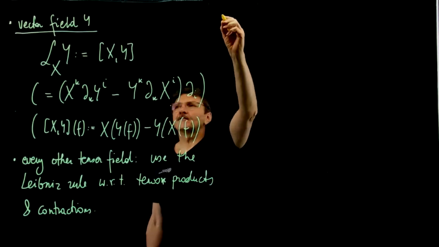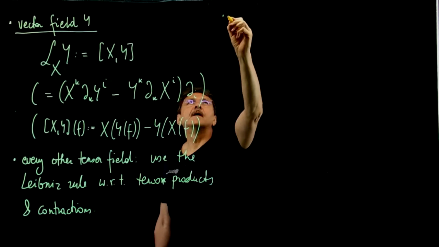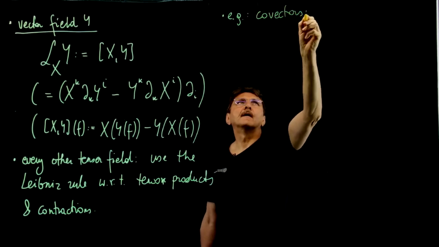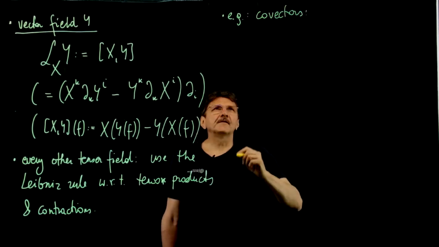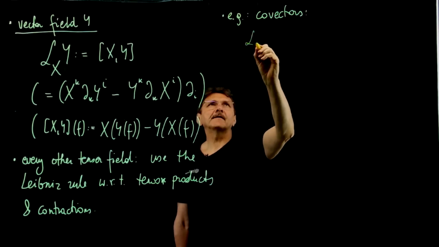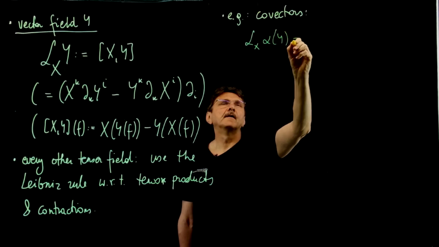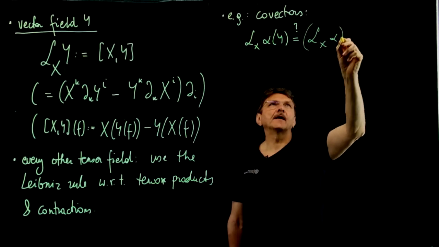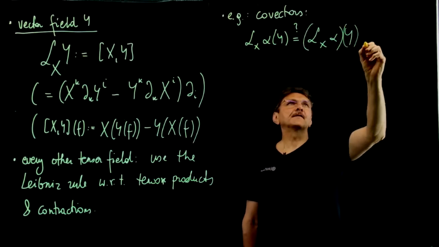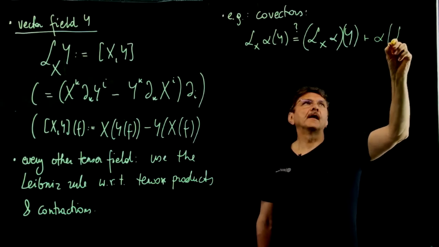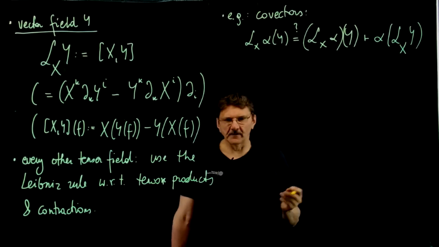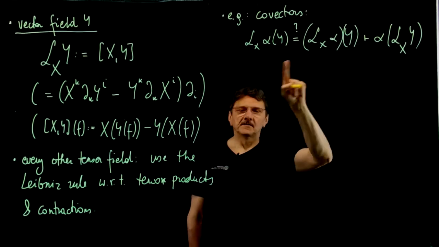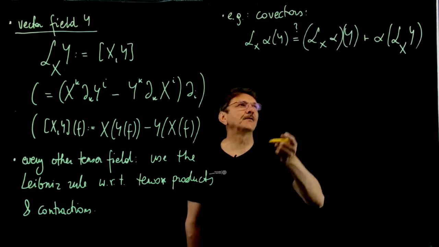So let's see. For covectors, how would this work? We want L_X of alpha of Y should be the Lie derivative of alpha acting on Y plus alpha acting on L_X Y, right? So that would be the Leibniz rule under contractions.